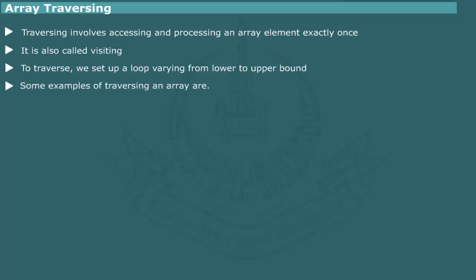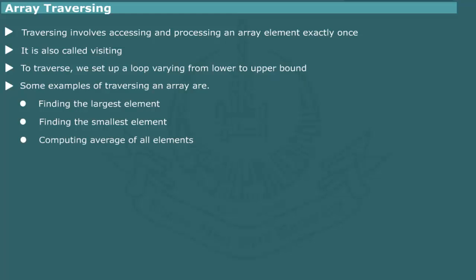Some examples of traversing an array are finding the largest element, finding the smallest element, computing average of all elements, and printing contents of array. We now consider the implementation of these operations.